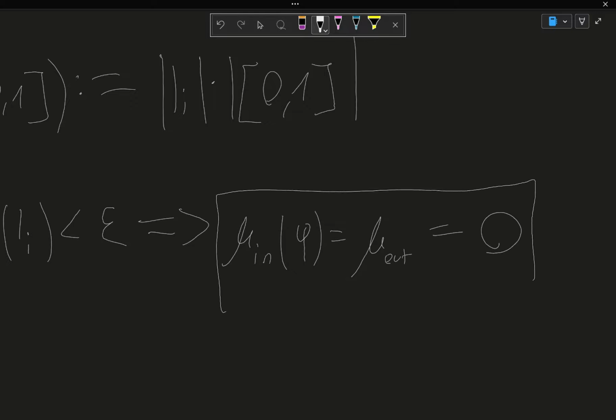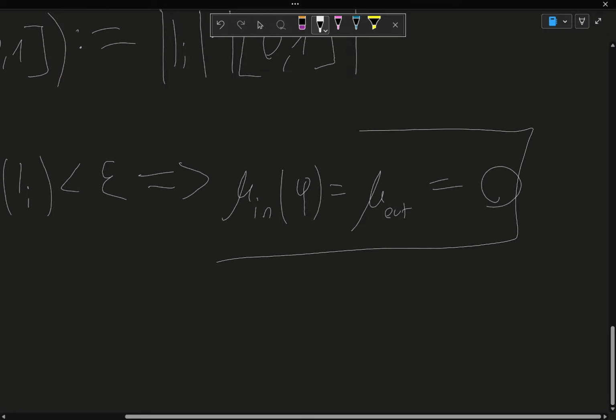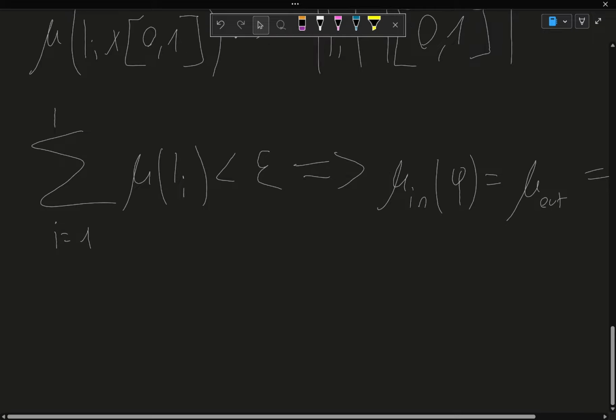This right here isn't that important. We didn't use it before. It's just good to know that when something's Jordan null, we have that mu in is the same as mu out. If you don't know what mu in and mu out is, you can go to the internet, or I will just make a separate video explaining the part right here. If you know it, it's nice. If you don't know it, it doesn't really matter. You can still prove everything.